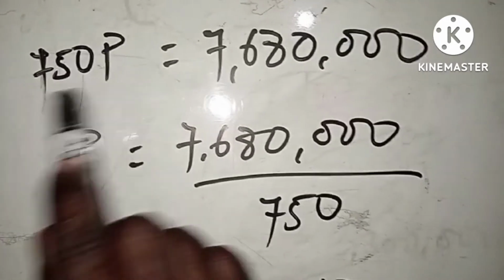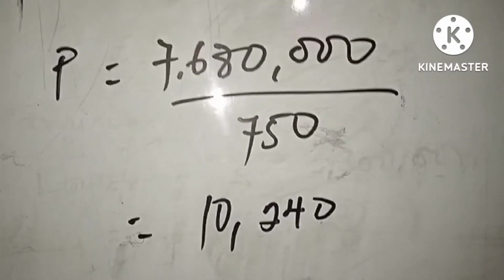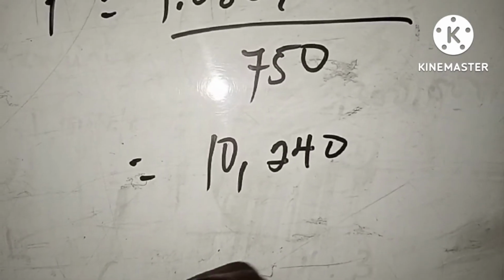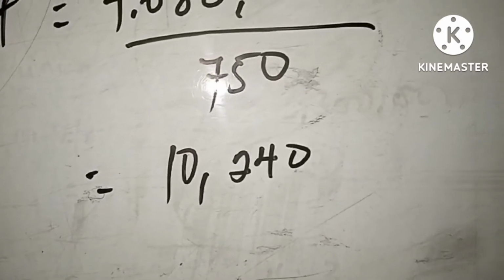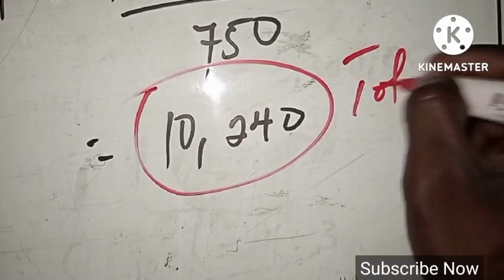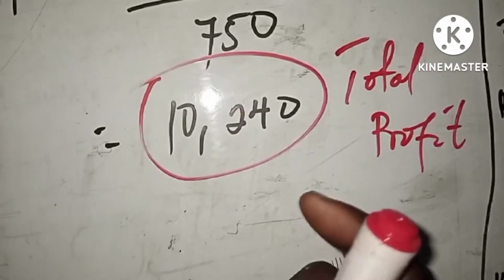So we are going to divide both sides by 750, and then divide here by 750. So you should have 10,240. Is that okay? So this 10,240 is our total profit, right? So this is the total profit. Is that okay? So this will give us the total profit.